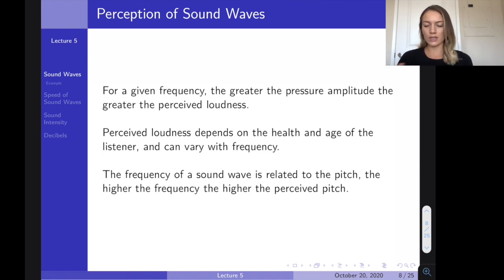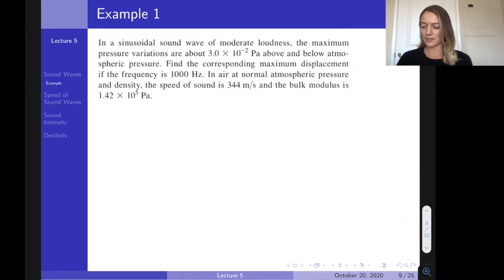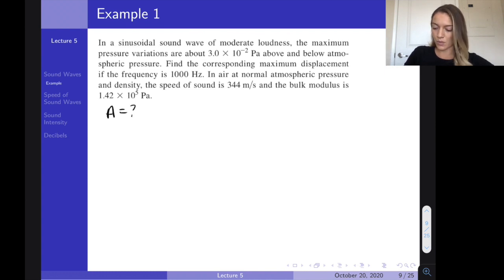Okay, so let's just do an example with what we've done so far. Here we have a sinusoidal sound wave of moderate loudness, and the maximum pressure variations are 3 times 10 to the negative 2 pascals above and below atmospheric pressure. Find the corresponding maximum displacement if the frequency is 1,000 hertz. They give us the speed of sound and the bulk modulus at basically sea level. We want to find the maximum displacement. Remember, the maximum displacement is going to be A, so we're looking for A.